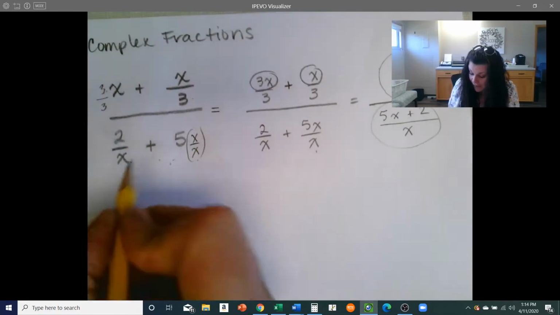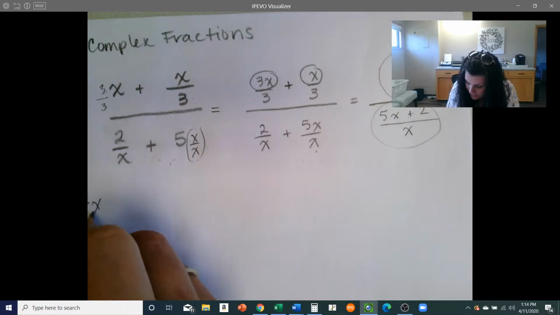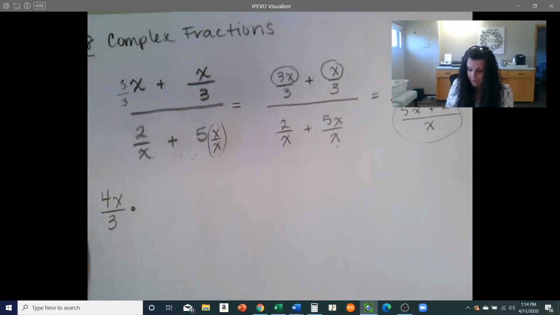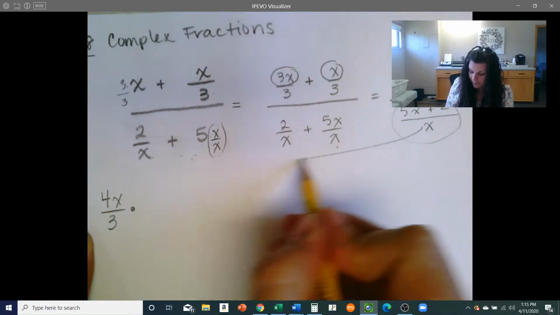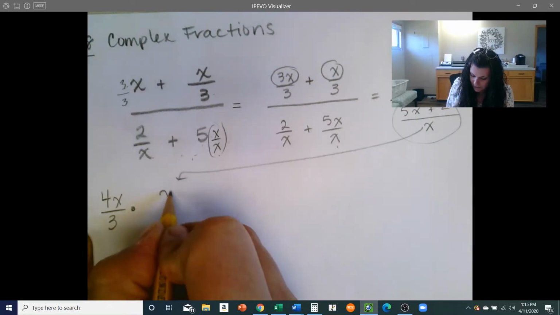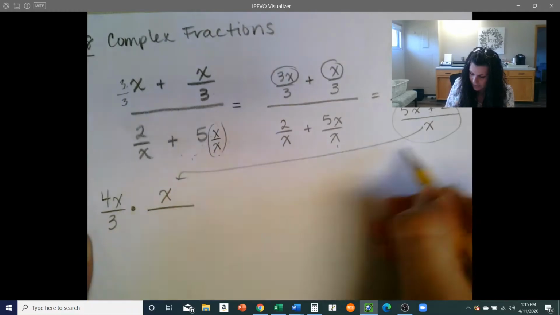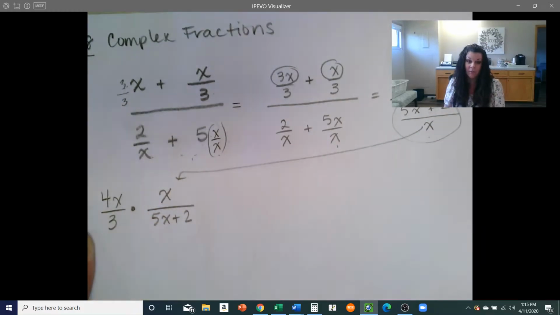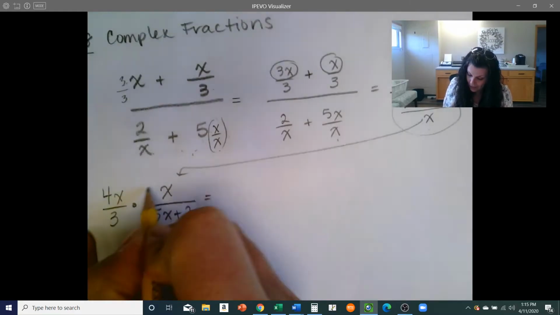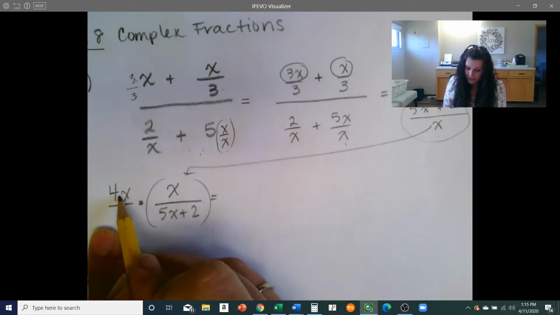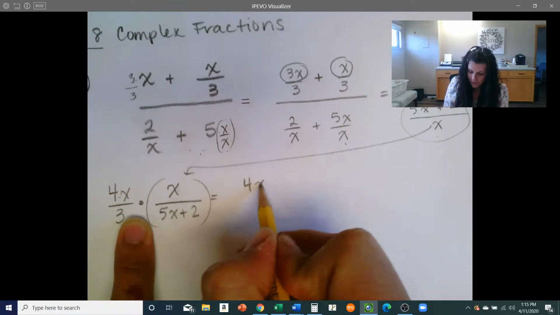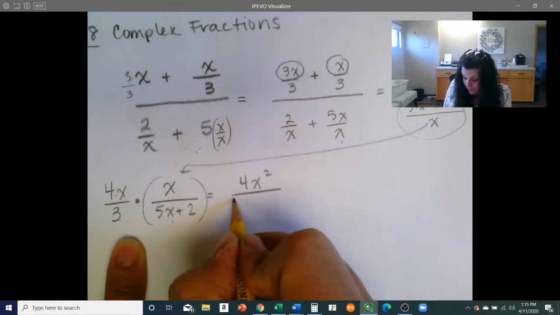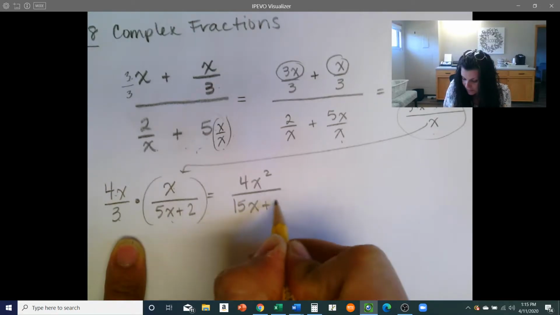And when I divide fractions, I write my first fraction, I change it to multiplication, and I flip my other fraction. So my x is going to go on top, and my 5x plus 2 is going to go on the bottom. And now I'm just going to multiply. So I have 4x times x is 4x squared. And 3 times 5x plus 2 is 15x plus 6.